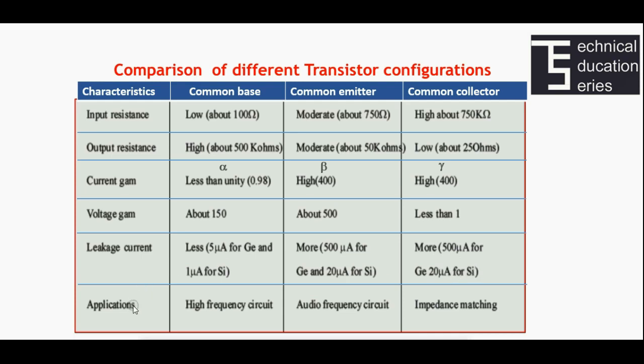Coming to the application, common base configurations are mostly used for high frequency circuits. But coming to the common emitter configuration, it is mostly used in audio frequency circuits. In the case of common collector, the most common application is impedance matching. Out of these three configurations, common emitter is the most popularly used configuration because it is having high current gain and high voltage gain.